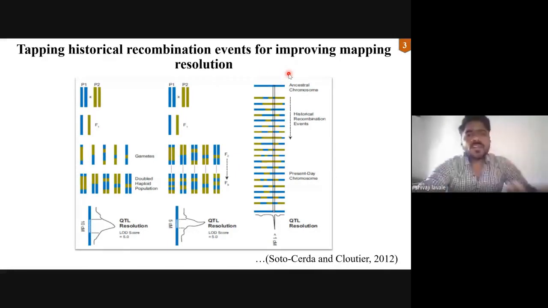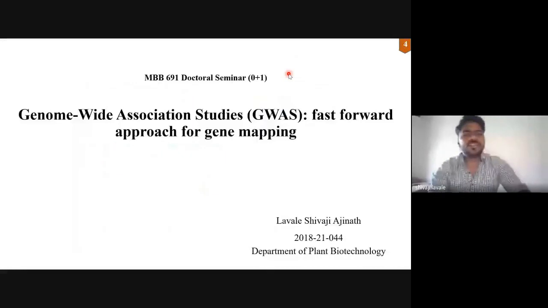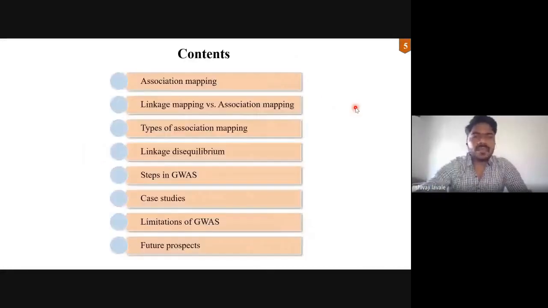To know more about the GWAS, I welcome you all to my first doctoral seminar on genome-wide association studies, a fast-forward approach for gene mapping. In my seminar, I'll be talking about association mapping, linkage mapping versus association mapping, different types of association mapping, linkage disequilibrium, steps in GWAS, case studies, limitations, and future prospects.